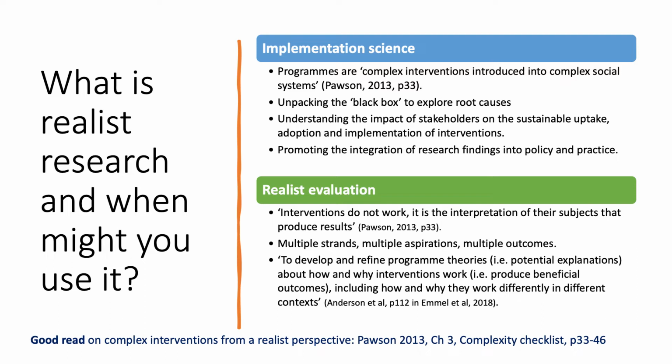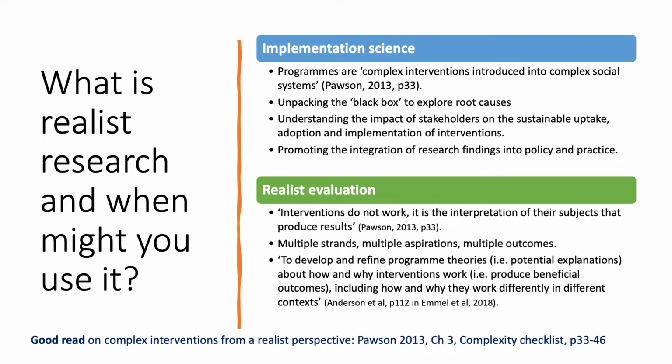So we need to understand the behaviour of people, whether that's professionals, patients, carers, commissioners, and how that affects the sustainable uptake, adoption and implementation of evidence-based interventions. In other words, people have agency and they might not do what they're supposed to do or what you expect them to do. We have to take account of all of this and then think about how do we integrate what we found into policy and practice so that it actually makes a difference on the ground.